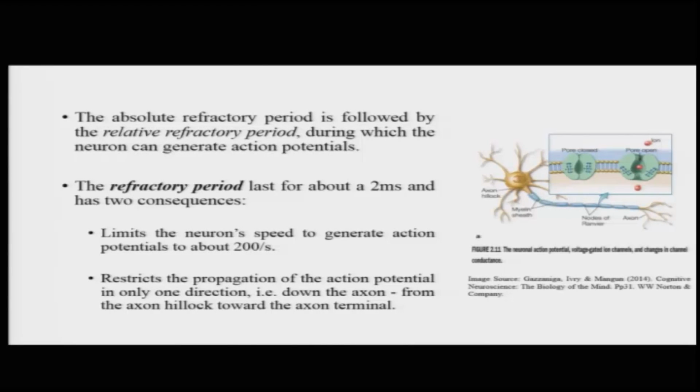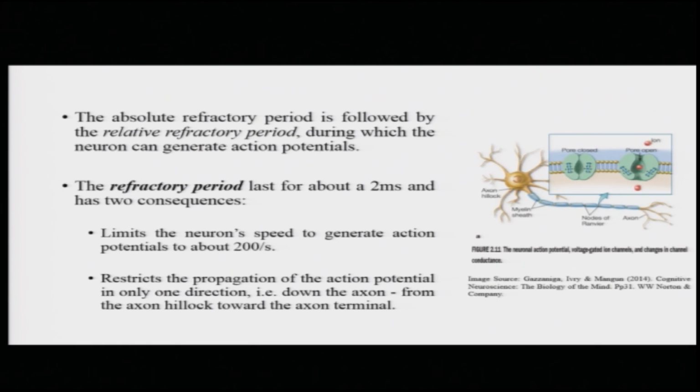Now this absolute refractory period is followed by the relative refractory period, during which the neuron can generate action potentials to some extent. These refractory periods, both of them, can last for up to about 2 milliseconds and have two important consequences. What are the consequences? One, this limits the neuron's speed to generate action potentials to not more than about 200 action potentials per second. Second, it restricts the propagation of the action potential to only one direction.